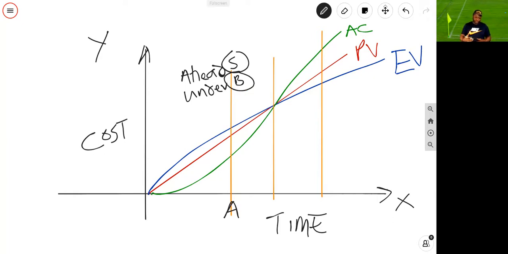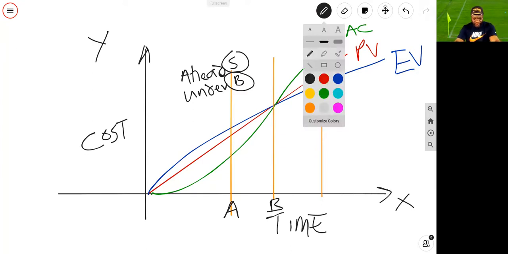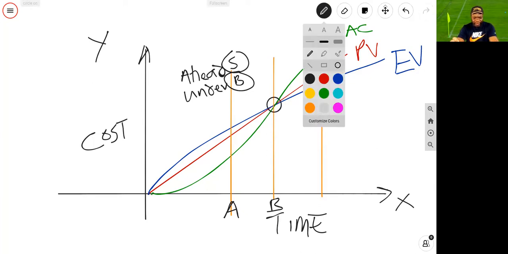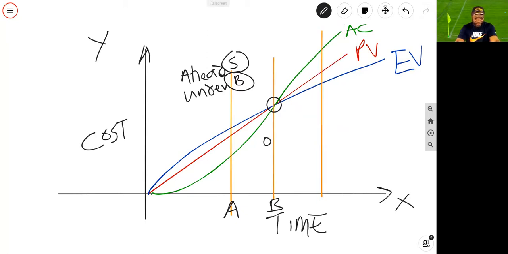You should be able to look at the next point and call that point B, and you can see all 3 lines are locked in pretty much. That's what I was trying to get at. So at this point right here, it's all locked in, and that means you are right on schedule and right on budget. So I'll just say on schedule and right on budget.